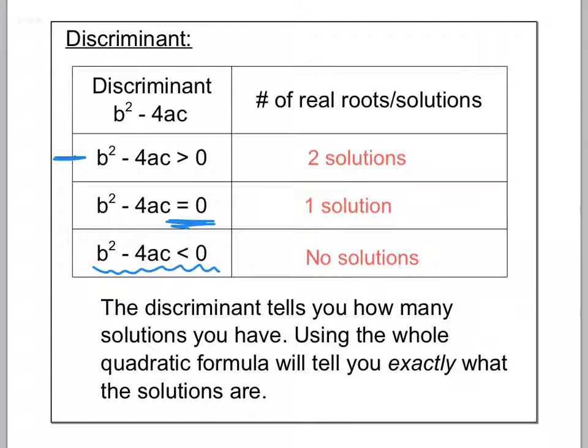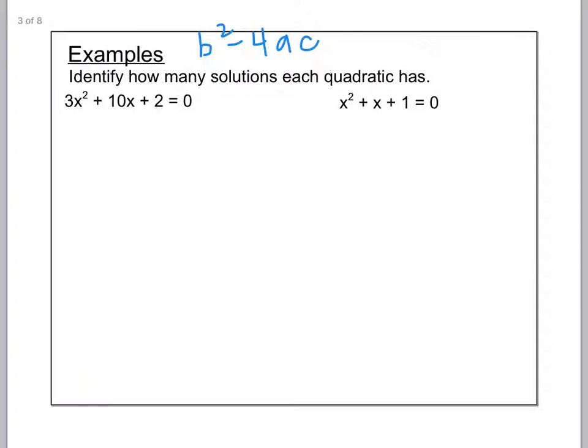So the discriminant will tell you how many solutions you have. Using the whole quadratic formula will tell you exactly what the solutions are. Here, the discriminant won't tell you what the solutions are, but it does tell you how many you should have. Okay, so for our first examples, it just says to identify how many solutions each quadratic has. It doesn't say that we have to actually solve.